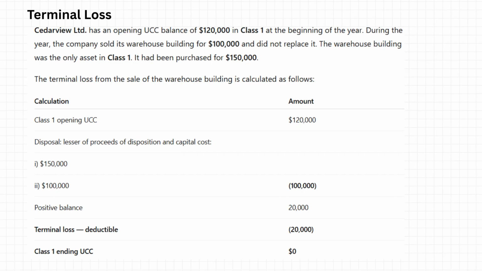Now, let's look at the other side of the coin: a terminal loss. In this case, the UCC on a warehouse was 120,000. They sold it for only 100,000. And this is the key. It was the last asset in that class. So the bucket is now empty, but there's still a $20,000 balance left on the books. The rules let them deduct that entire 20 grand as a terminal loss that year. It's a final cleanup deduction.